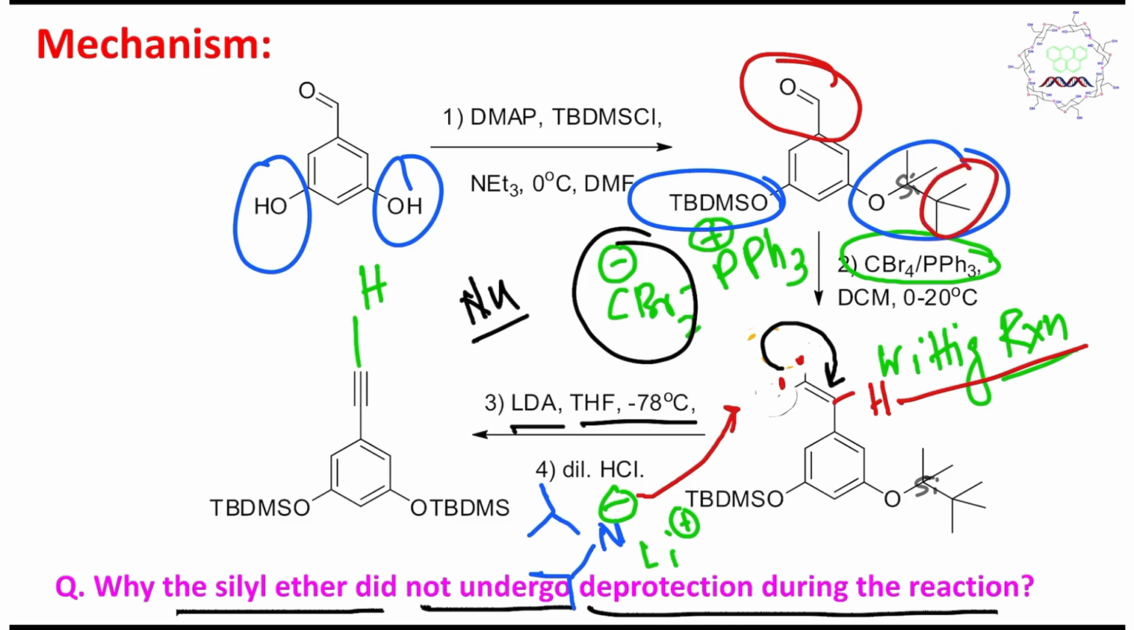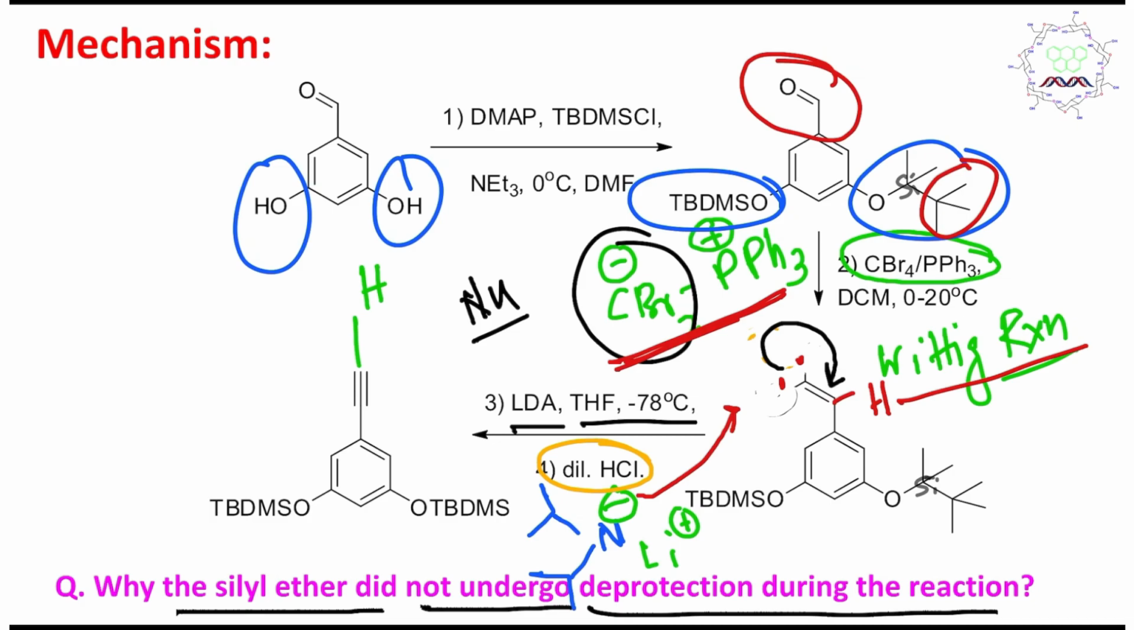So nucleophilic attack on the silicon center is not possible. Option 1 gone. So this nucleophile, this ylide, can't react with this silicon center. Even LDA is a bulky base, so it will not attack, obviously, it's sure. Now you can say that there is dilute HCl. So it is not that strong to hydrolyze this silyl ether.